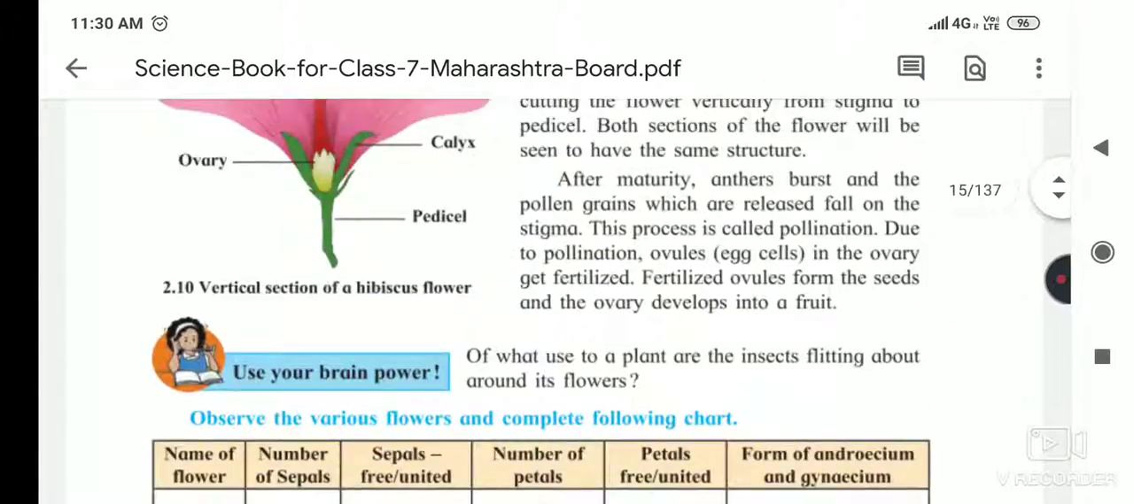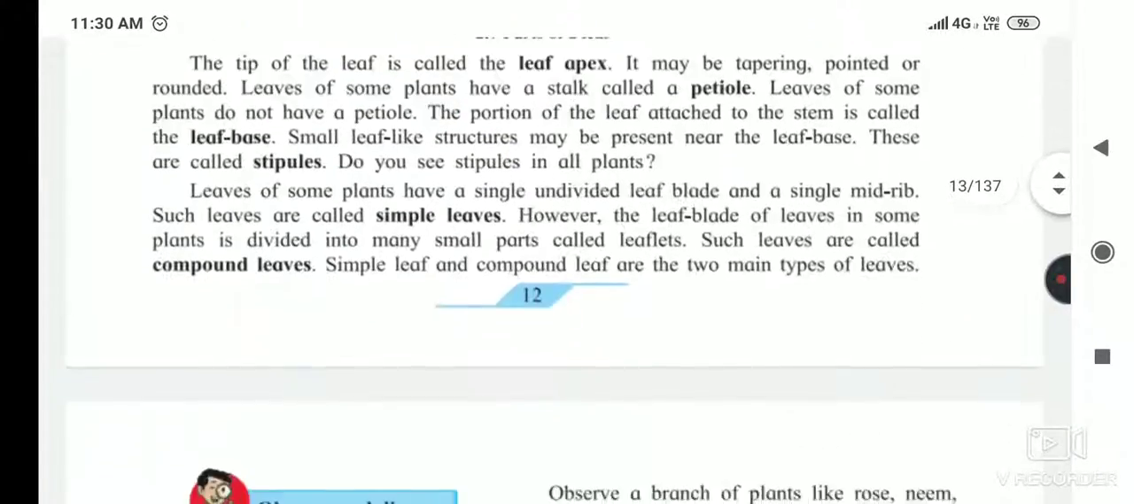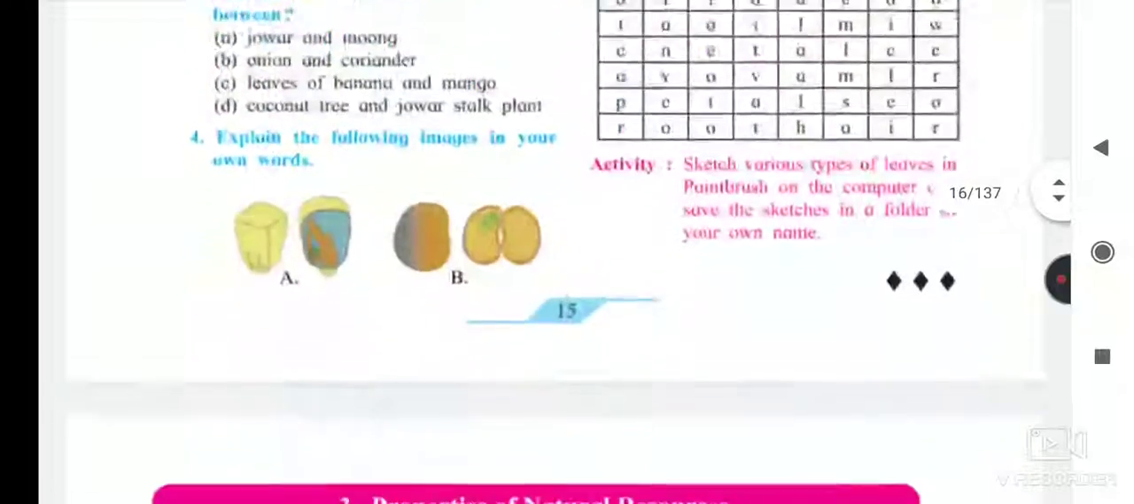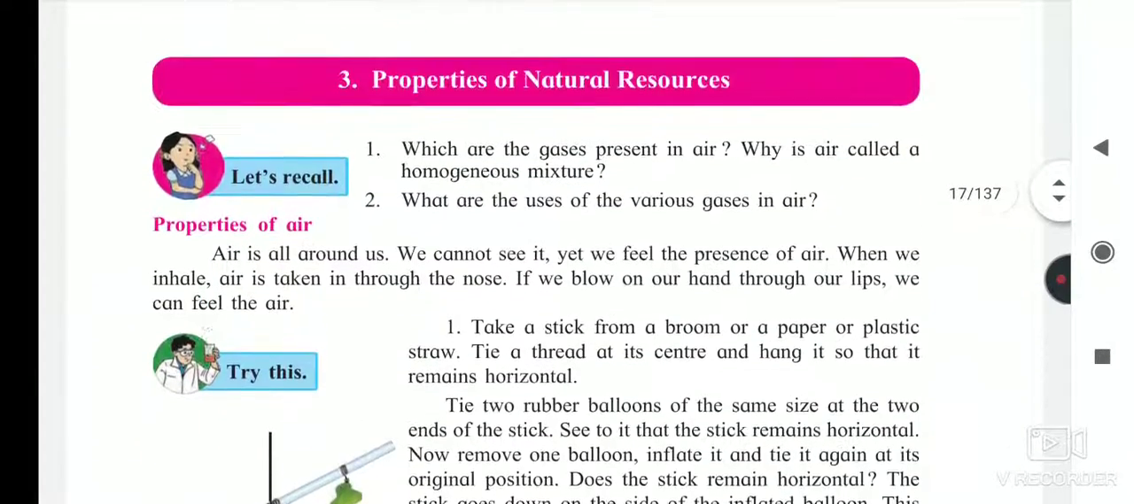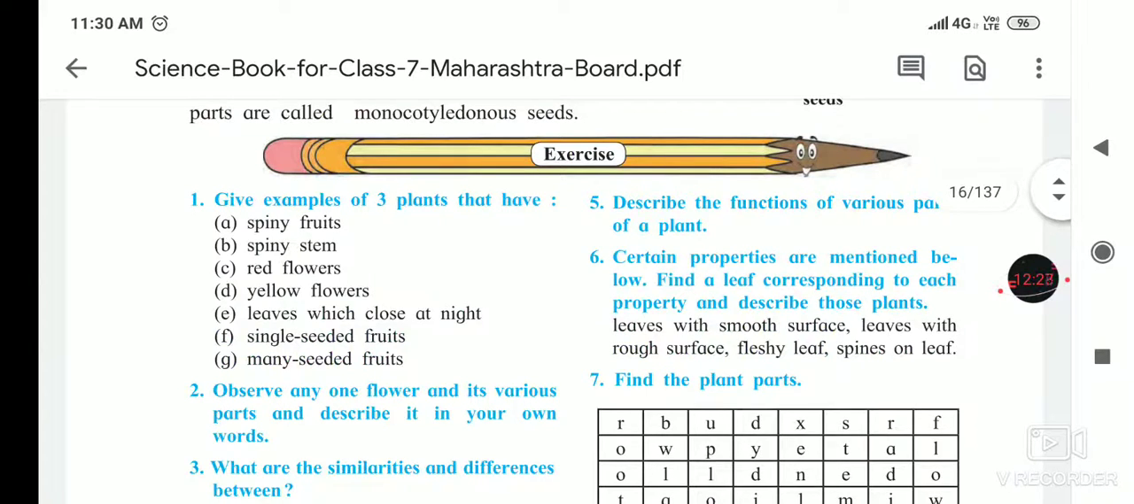So today all of you read this lesson. Both lessons, first and second, you have to read. Then we will start the next lesson in our next lecture. Also complete the exercise and send it to me on my personal group. Many students are sending me homework, and others are not sending. So all of you complete it and send it to me on my personal number.